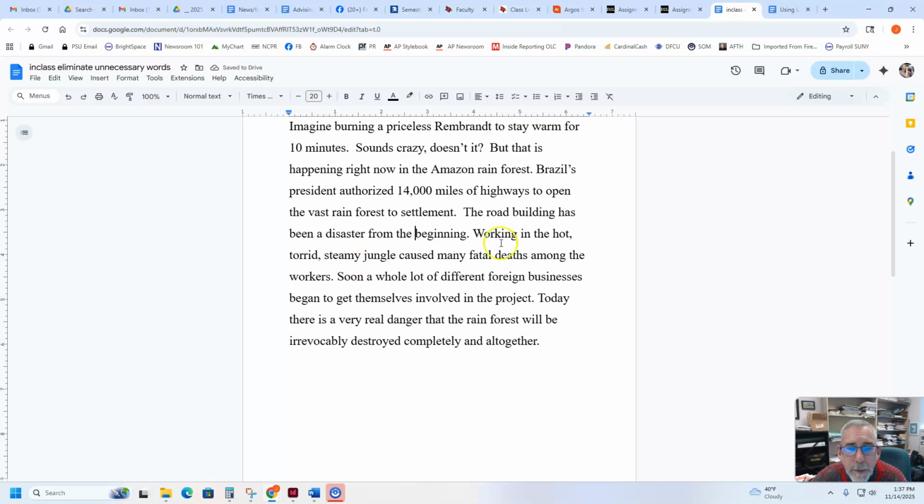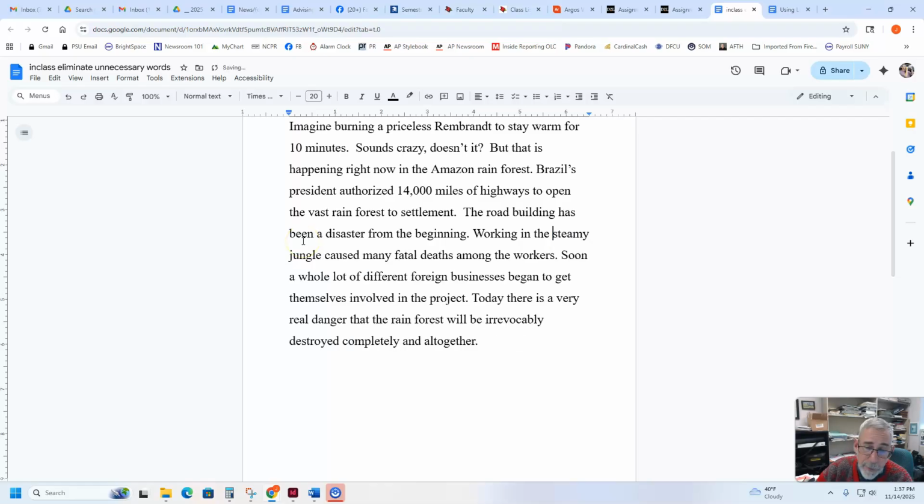Working in the hot, torrid, steamy. Again, this is an example of throwing other descriptors on top that really mean the same thing. Working in the steamy jungle. Torrid would be fine also. Even hot would be fine. Working in the steamy jungle caused many fatal deaths. Well, of course, deaths are always fatal. That's just repetition. Caused deaths among the workers. We could just say caused many worker deaths. We could even shorten it up more like that. So soon, but I will leave it like this. We'll leave a little air in there.